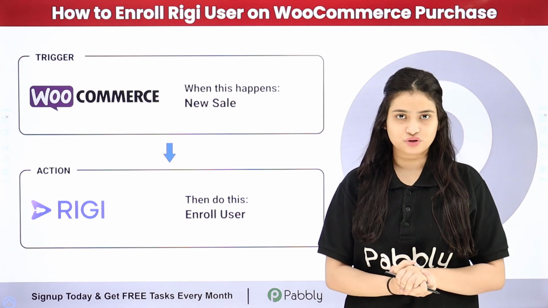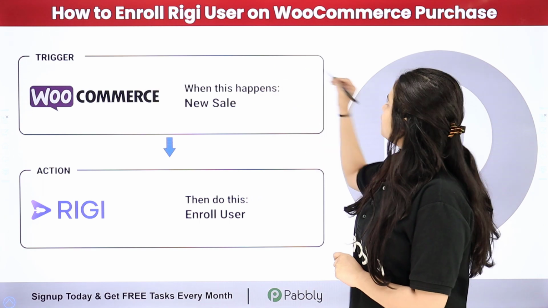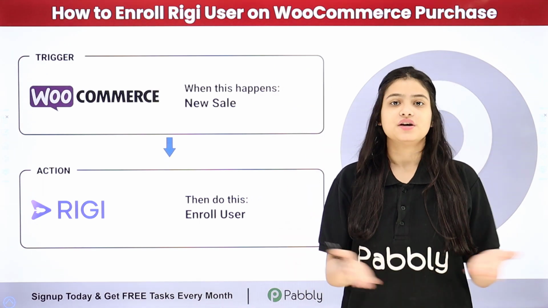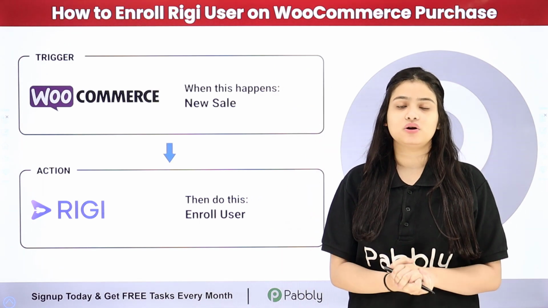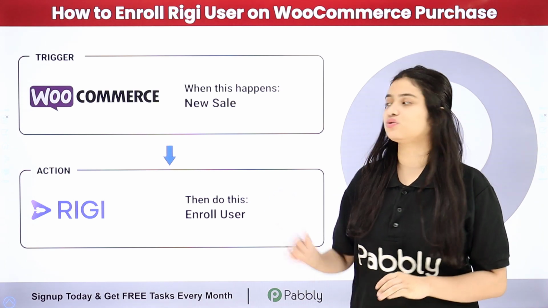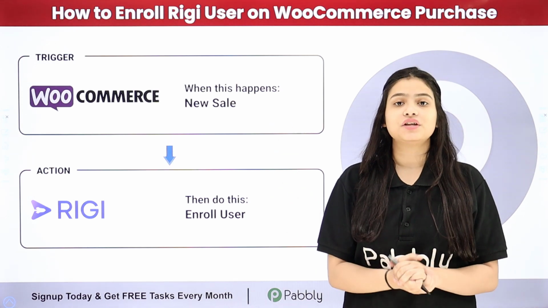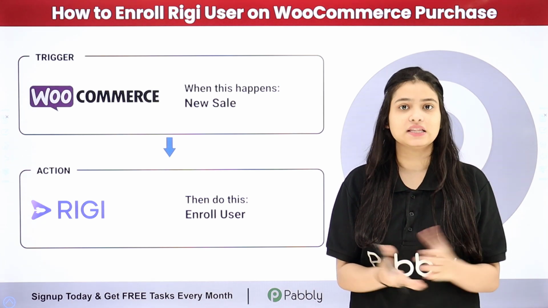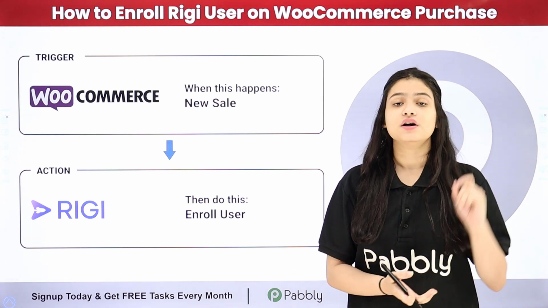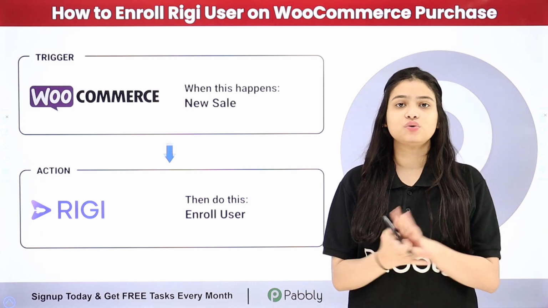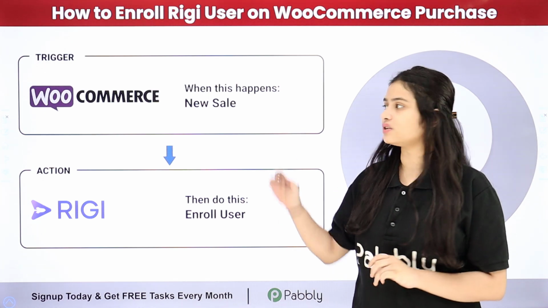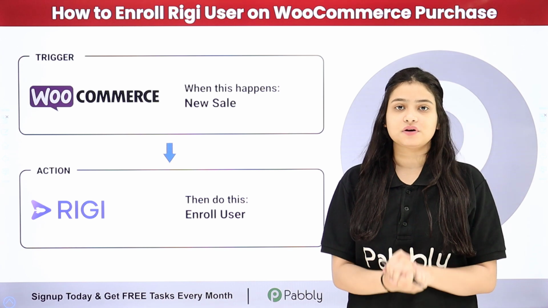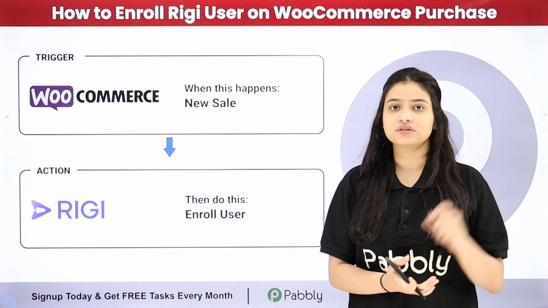In this video, we are going to learn how to enroll a Rigi user on WooCommerce purchase. So here I am selling multiple online courses with the help of an e-commerce store, that is WooCommerce, and I'm managing all the students, the course and the content of the course with the help of Rigi, that is a learning management platform. So here my objective is that as soon as a person purchases a course in WooCommerce, automatically that person should be enrolled for a particular course in Rigi.